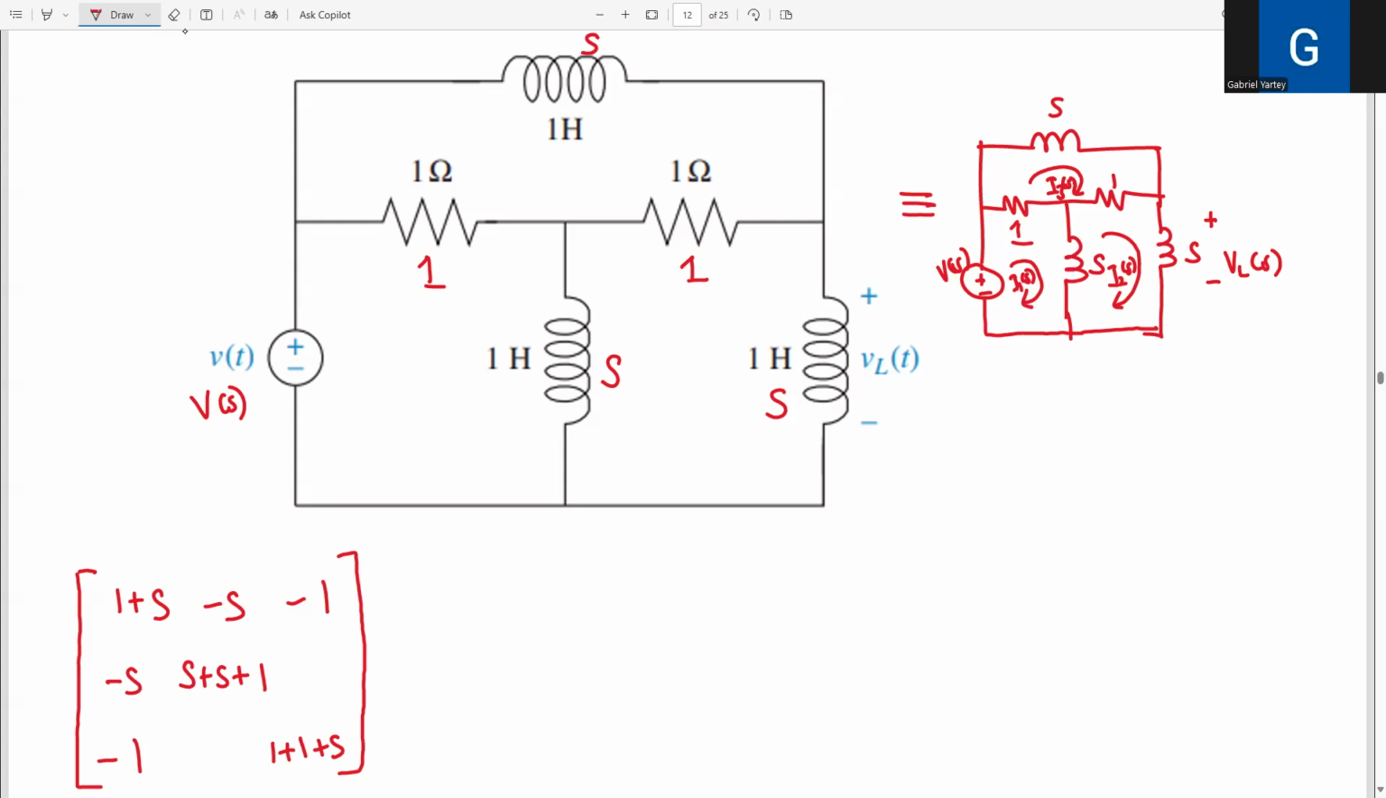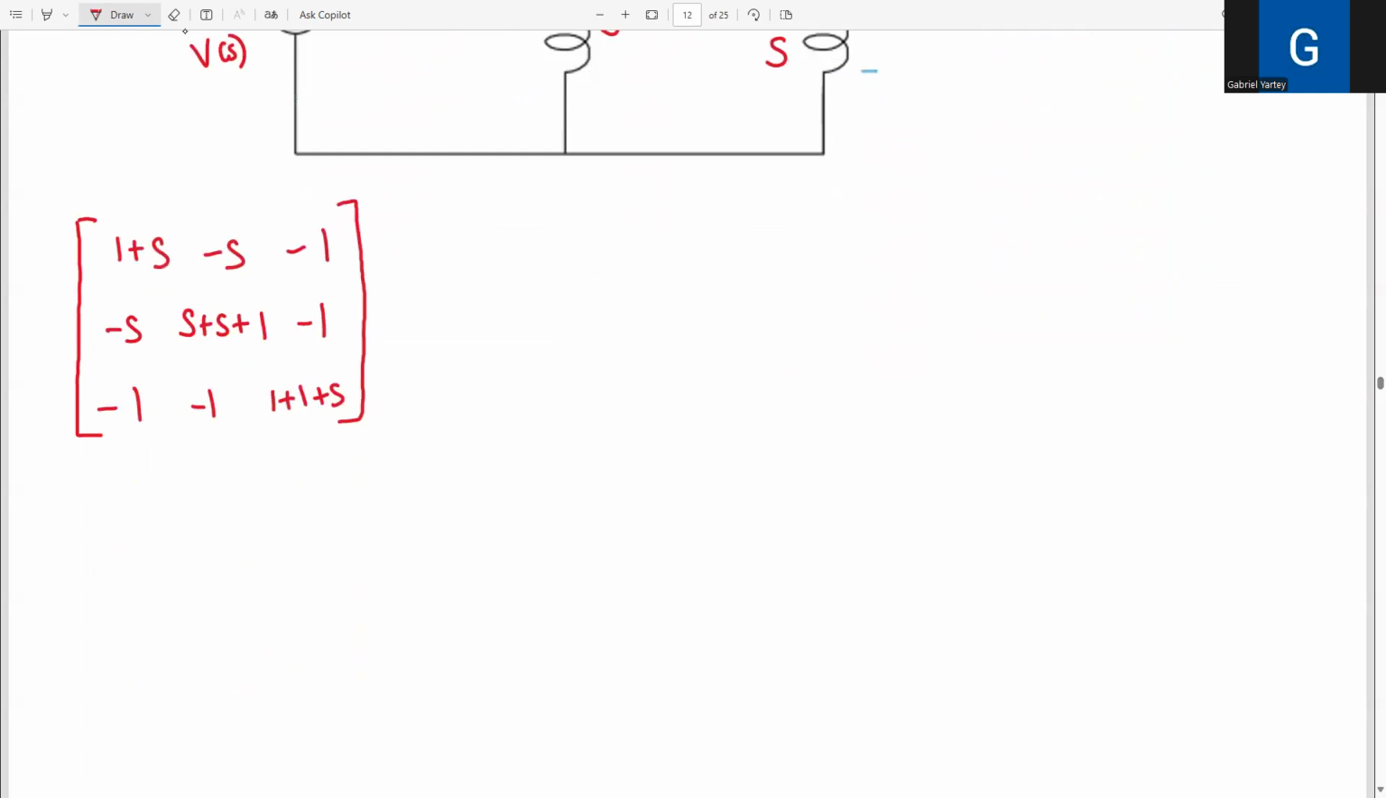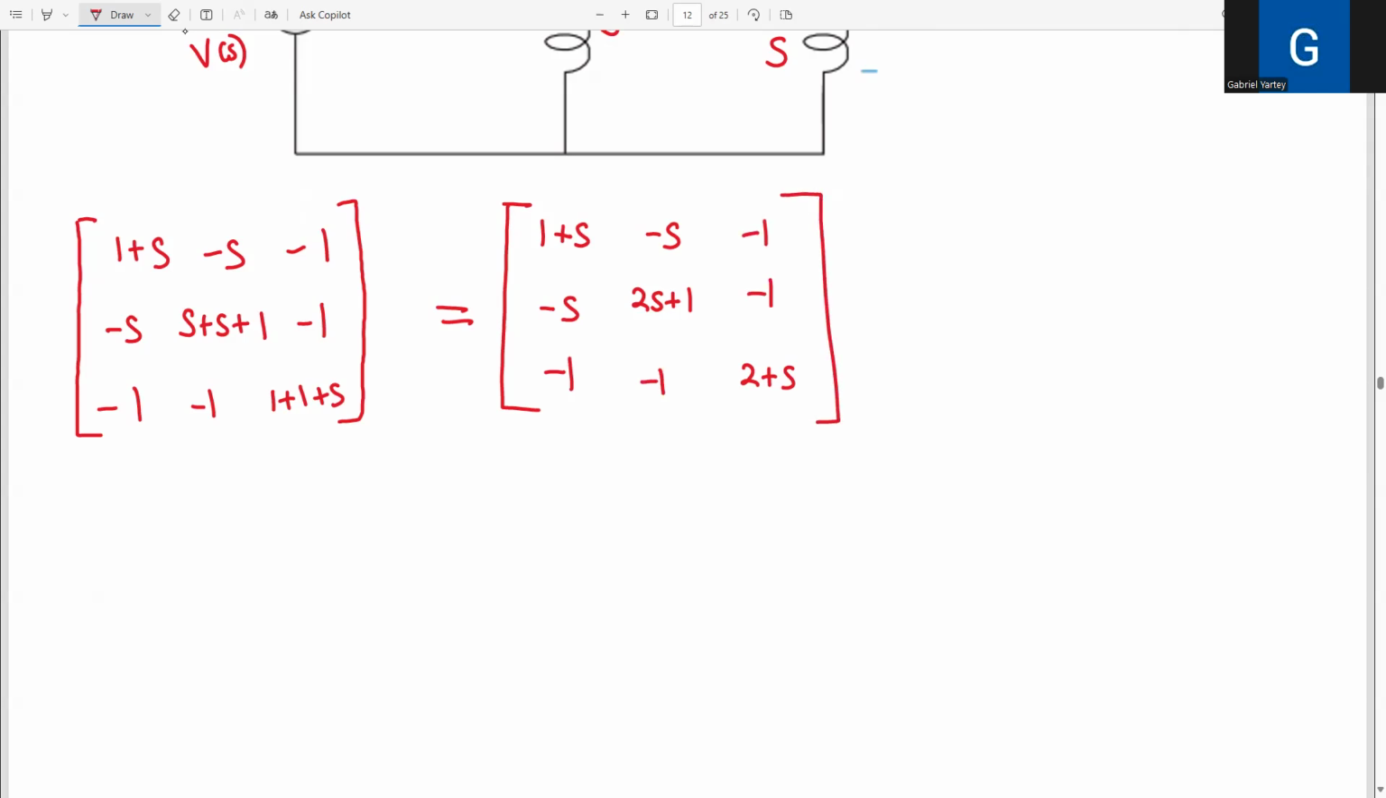So I negate it and I negate that. Right, so now we've gotten our matrix. Let's simplify the whole thing. 1 plus S, S plus S to S2, S plus 1. Then you have 2 plus S. Here is minus S, minus S, minus 1, minus 1, and minus 1, minus 1. And there you have it.